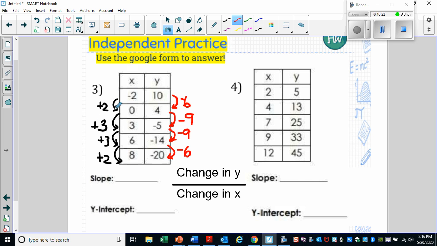But now you're wondering, okay, I see a change in y. My change in y was first -6 over +2. Now, if we divide -6 over +2, the overall result is -3. Oops, forgot my negative sign.